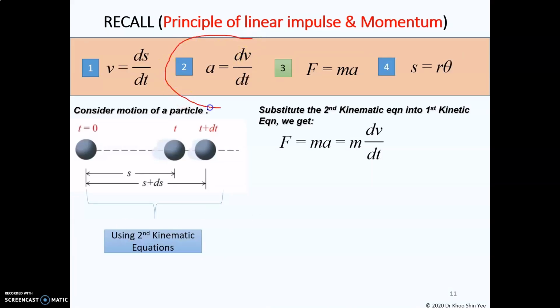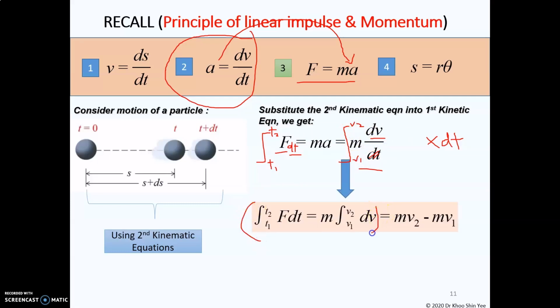If you substitute equation 2 into the a here in equation 3, then you obtain f equal to m dv over dt. Let's multiply both sides by dt. Then this part will be cancelled. You have dt multiplied by f here. So we can continue to integrate both sides. You have the t here, therefore your limit is changing from t1 to t2. And over here you have the limit v1 to v2.